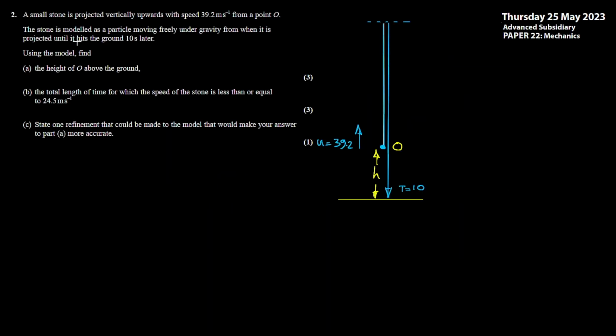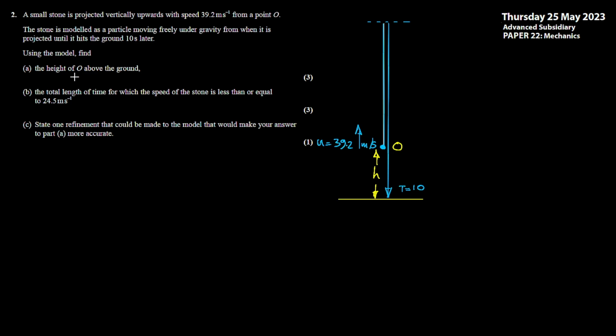So question 2, we've got a small stone which is projected vertically upwards. Here's the stone and here's its initial speed of 39.2 meters per second. It rises in the air, comes to a brief halt and then starts to descend, falling freely under gravity for all of this travel, so it's not influenced by any other force.